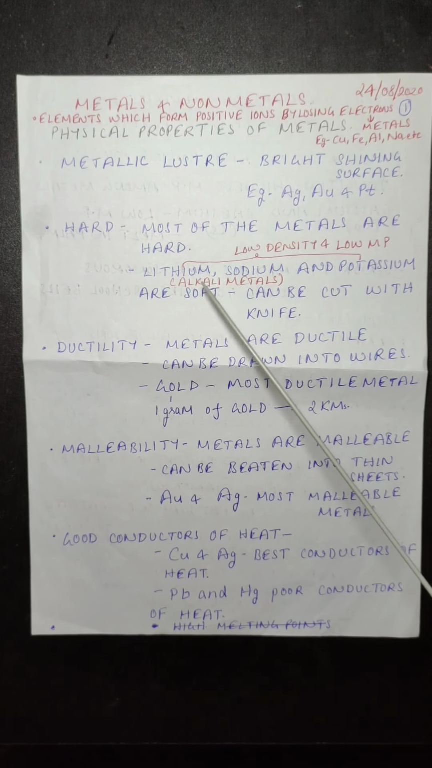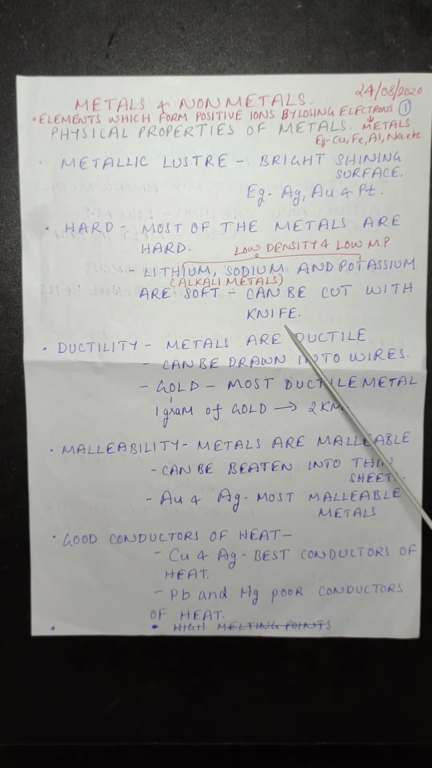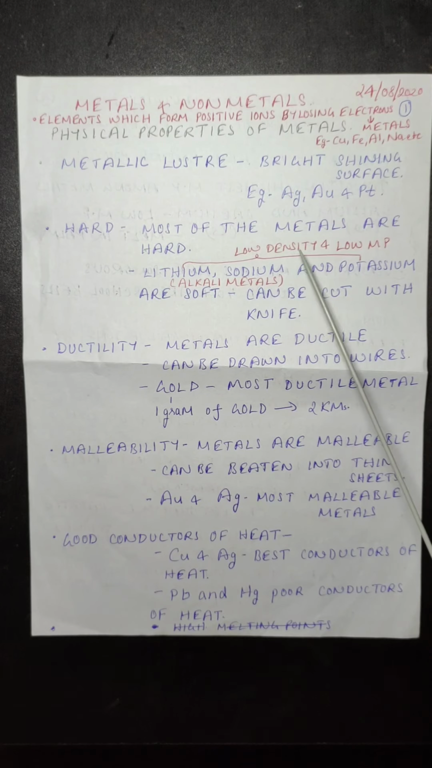Now, there are a few metals like lithium, sodium and potassium. They are also known as alkali metals. Do you know the special feature of alkali metals? These metals can completely dissolve in water. When they are added to water, they can be dissolved in water. That is why they are called alkali metals. These alkali metals, that is lithium, sodium as well as potassium, are so soft that they can be cut with the help of a knife. And remember, they have low density as well as low melting point.